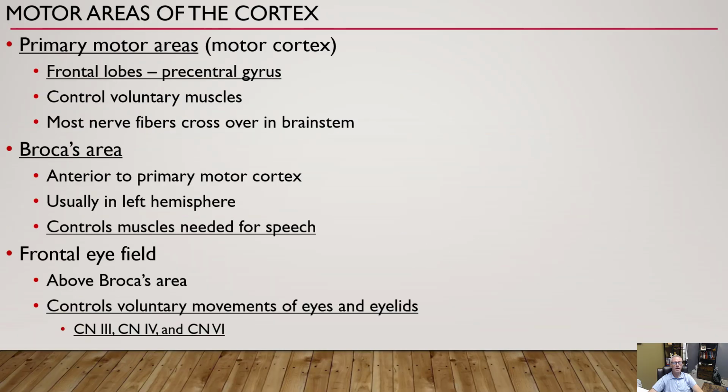All right, motor areas of the cortex. So now we're talking about motor function, movement. Frontal lobe, that precentral gyrus, which we'll talk about, this precentral gyrus and the postcentral gyrus here, later on. Motor component controls voluntary muscles, a lot of your skeletal system. And it says most nerve fibers cross over in the brainstem.